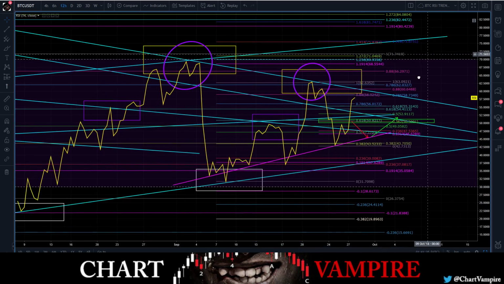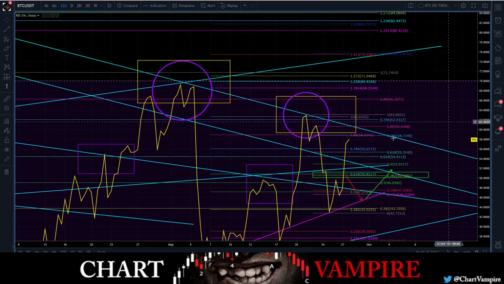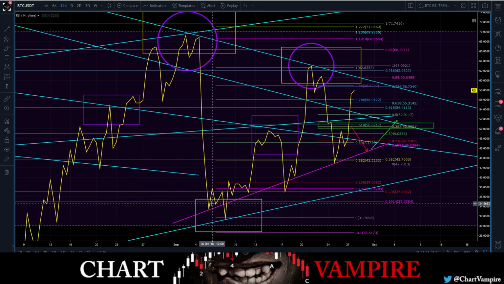Okay, on your RSI, I expected it to either get rejected off the 786 or the 619. Did not happen. Last time it got a little bounce, came down, and it looks like it tested. Bigger bounce. Right, now let's see how this goes. This is going to be a bigger bounce.